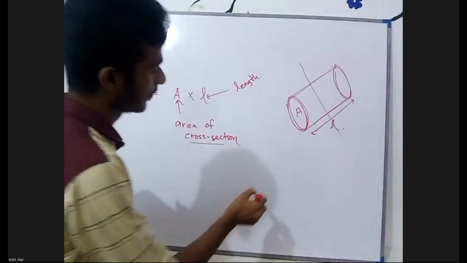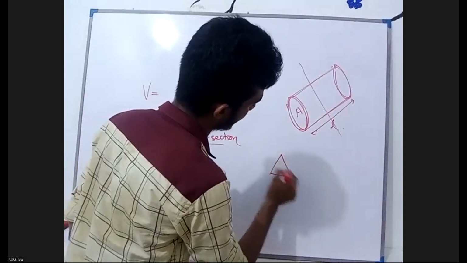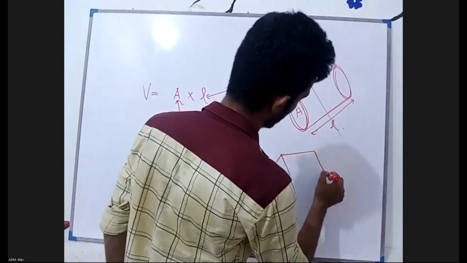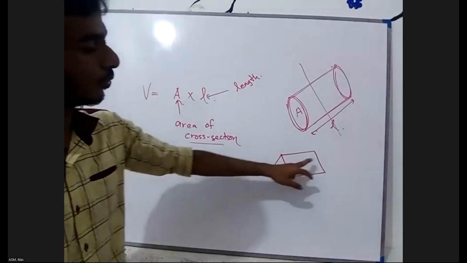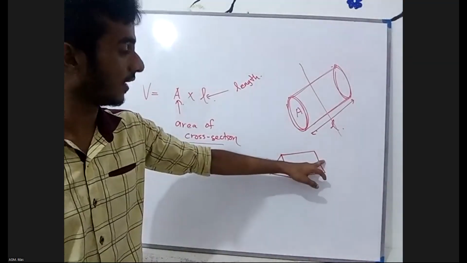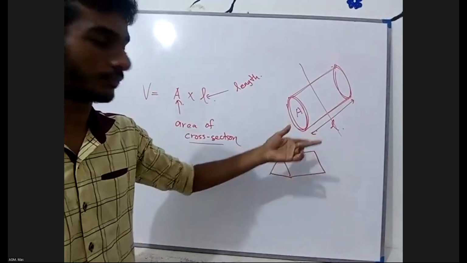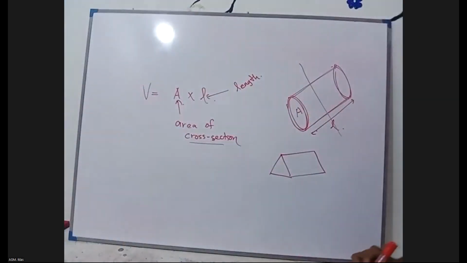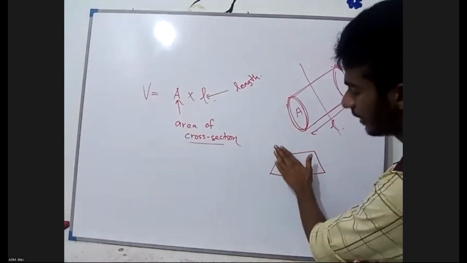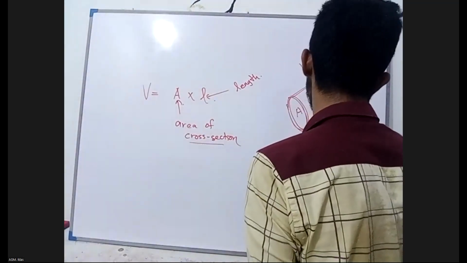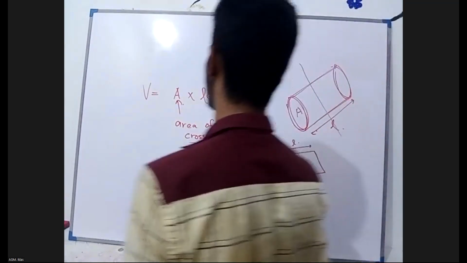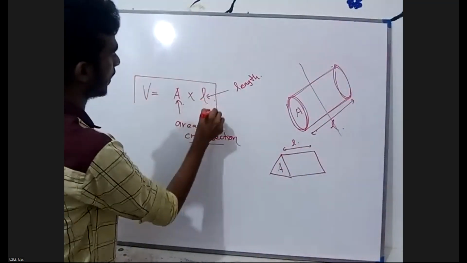For example, if you take a prism, this is a prism. This prism has 2 triangular faces and 3 rectangular faces. So here the cross section is triangular. So this is A and this is L. Okay. So V is equal to A into L.